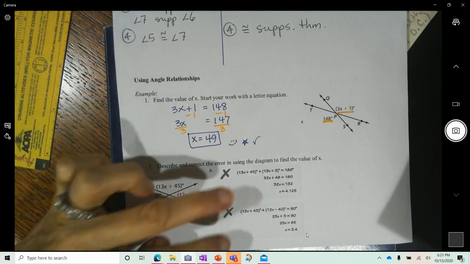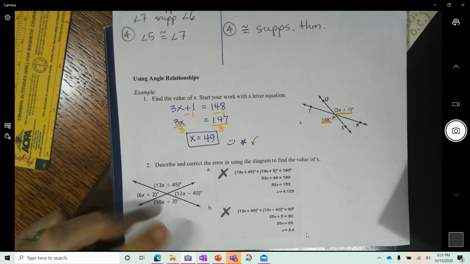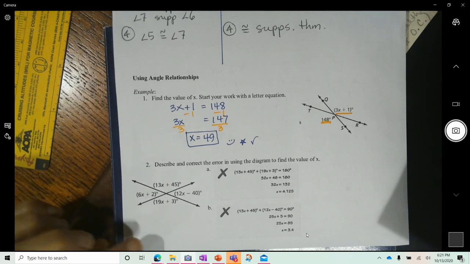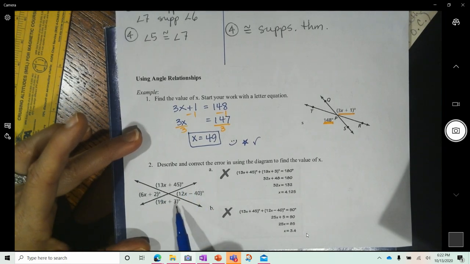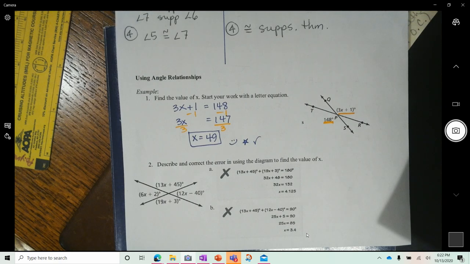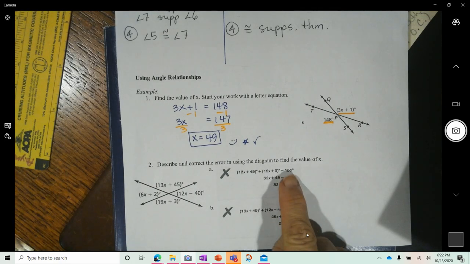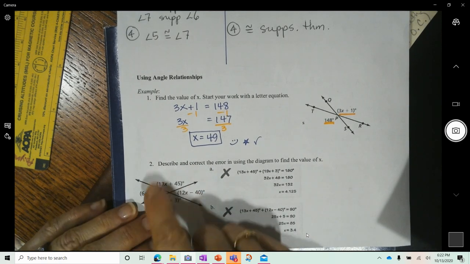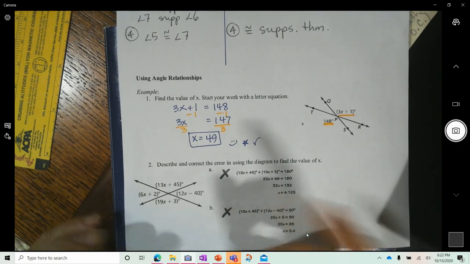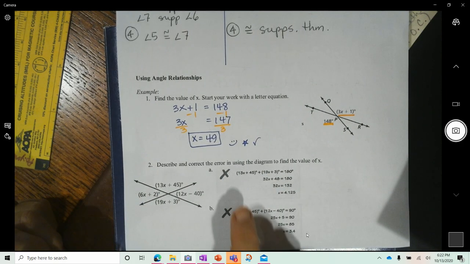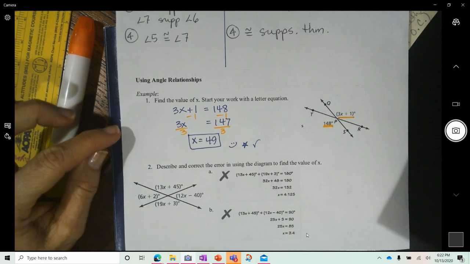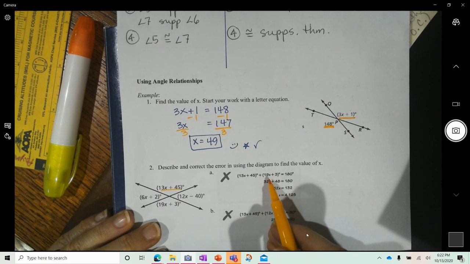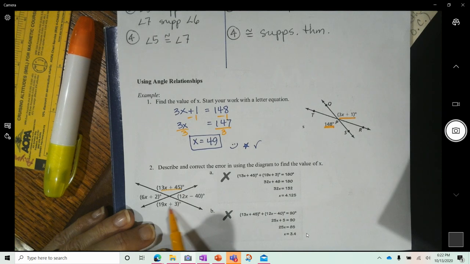Okay, now for number 2, there are 2 parts. This is the same picture for both. What it's saying is describe and correct the error in using the diagram. So when I'm looking at this diagram, this is saying equal to 180, so I'll be looking at either these pairs. It says 13x plus 45, that's this one here, plus 19x plus 3 equals 180.